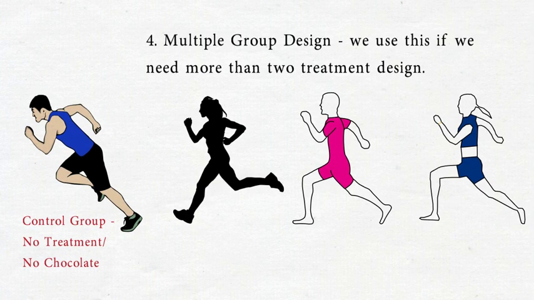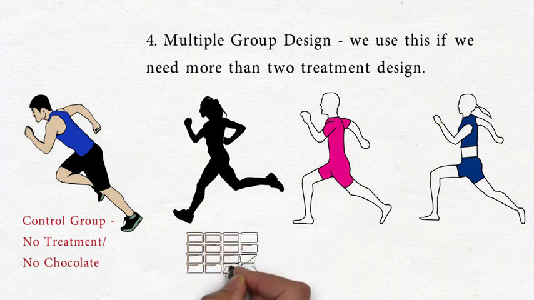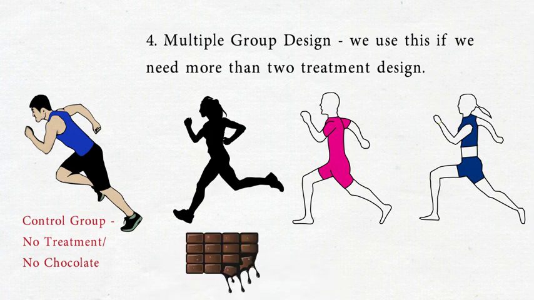Tatakbo lang sila sa oval. And yung isang group naman, I gave them dark chocolate. The other group ay white chocolate, and then the last group, I gave them chocolate with nuts.